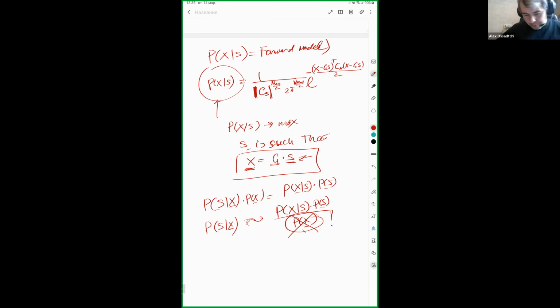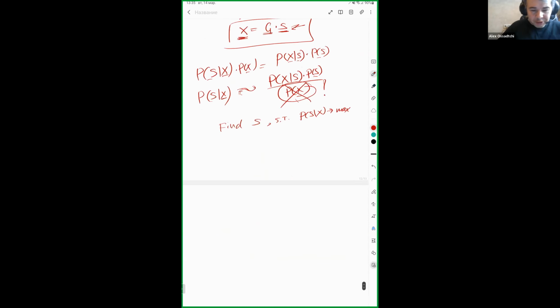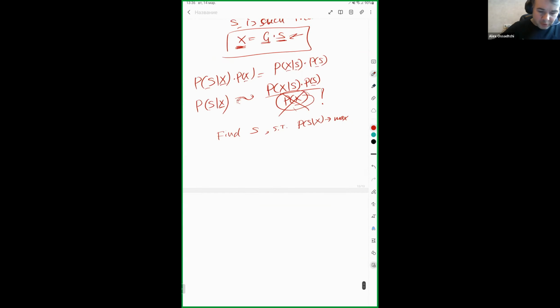Now, this is all very beautiful. Now you have to understand one more thing: the task here is to find S such that P of S given X is maximum. This is our task. This is our optimization problem. Now let's write explicitly what this P of S given X is.